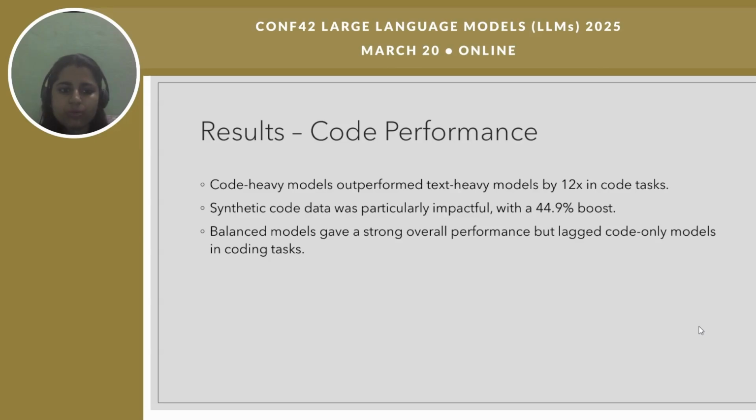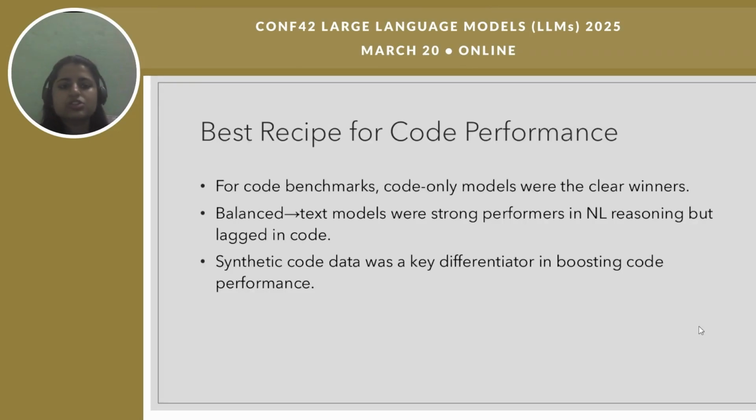Then for code performance, the code-heavy model outperformed the text model by 12 times in all the code tasks. The balanced model gave a strong performance but lagged if we compare it to code-only models. So for code benchmarks, code-only models were the clear winner, and balanced text models had strong performance in natural language reasoning but lagged heavily in code. Then synthetic code data was a key differentiator in boosting overall code performance.